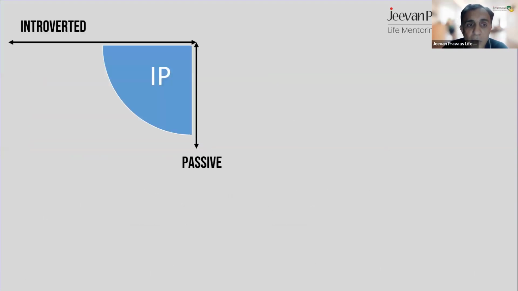Now let's look at this one. This is interesting. Introverted, which is cold, cool on the water scale, and passive, which is also cool. That means I don't trust anybody, and I'm also a person who likes to take it easy. I'll be more passive, and I'll do things when it is required to be done. So what kind of behavior do you expect here at work?